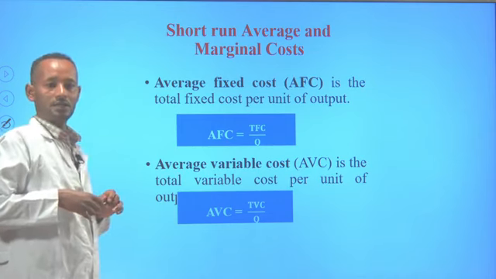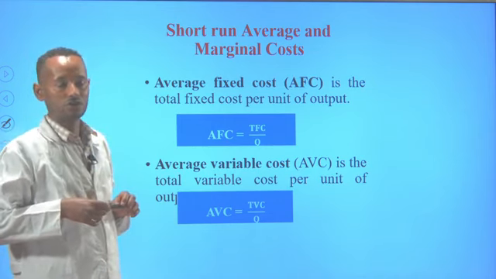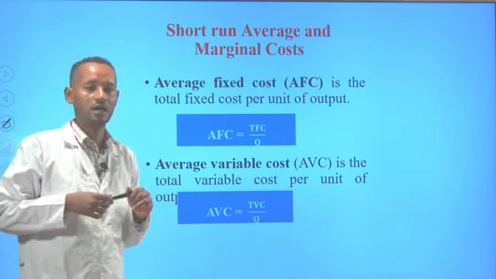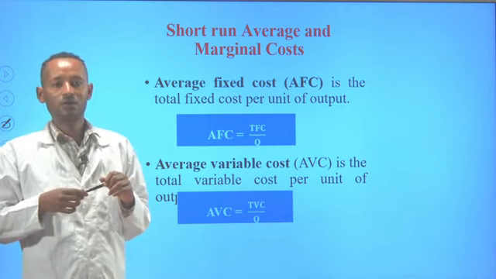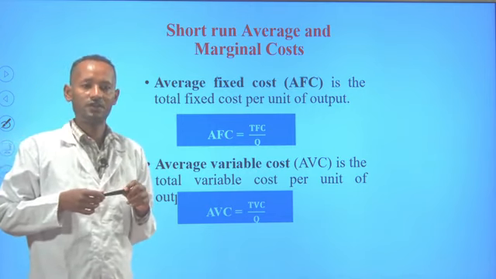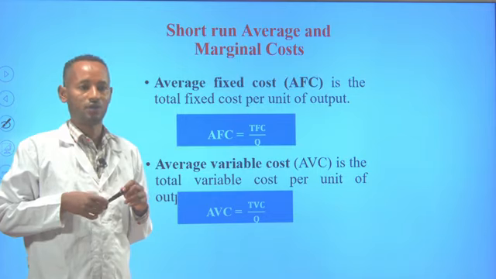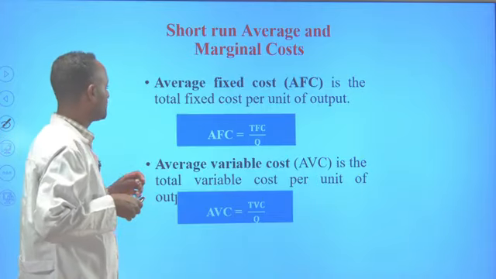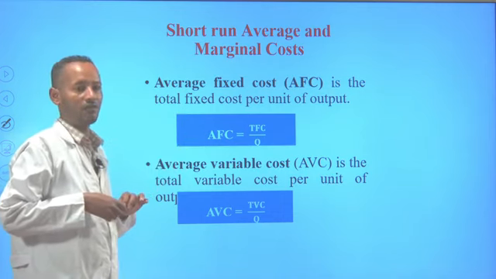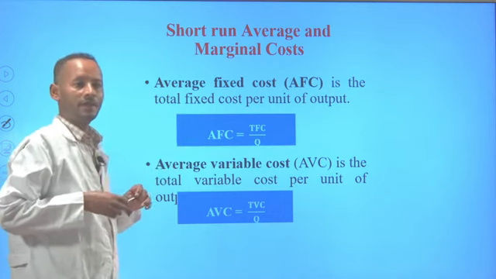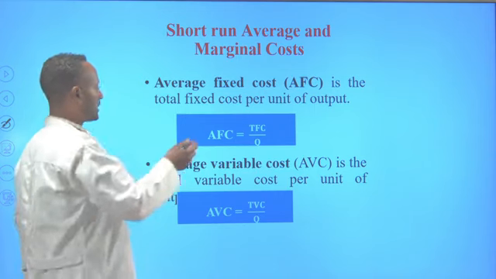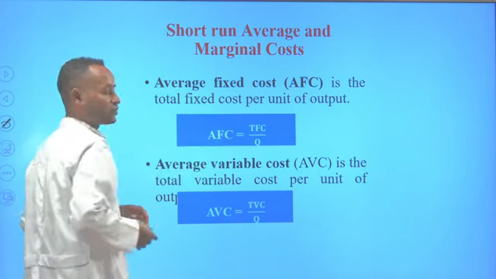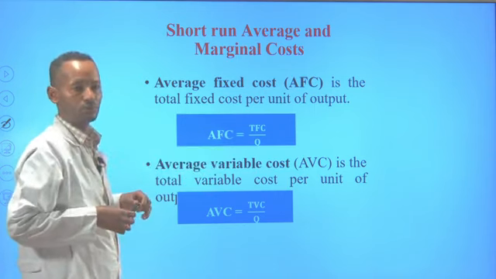Now, let's see the average costs and marginal costs in the short run. The average fixed cost of production is the total fixed cost per unit of output. It tells us the money that we spend for the fixed inputs on average. Mathematically, the average fixed cost of production is calculated by dividing the total fixed cost of production by the output produced and sold.